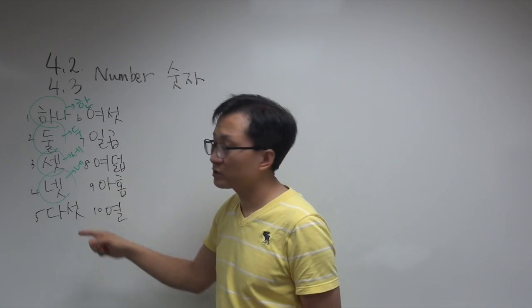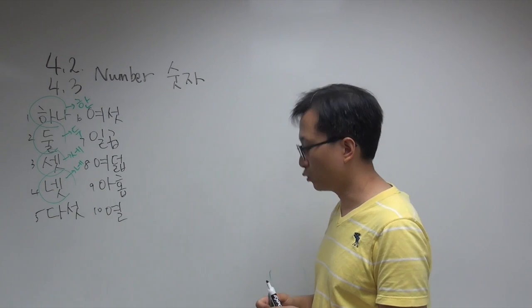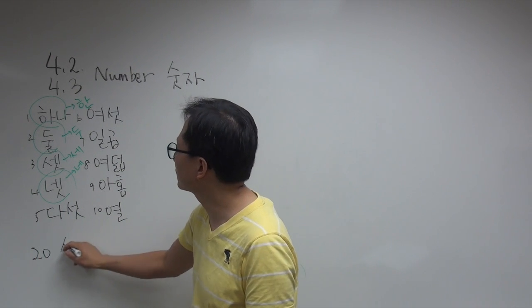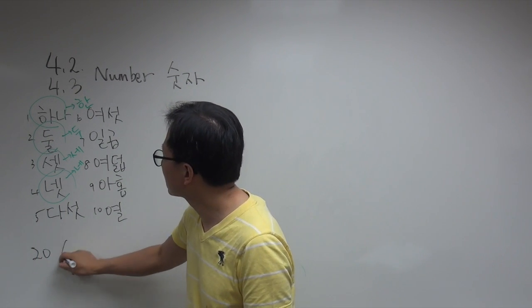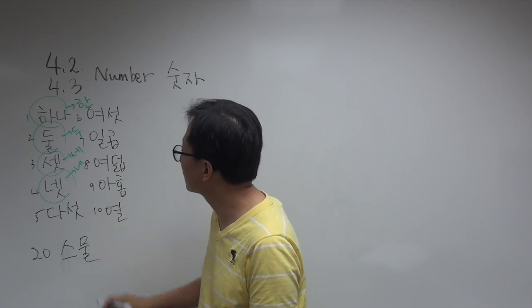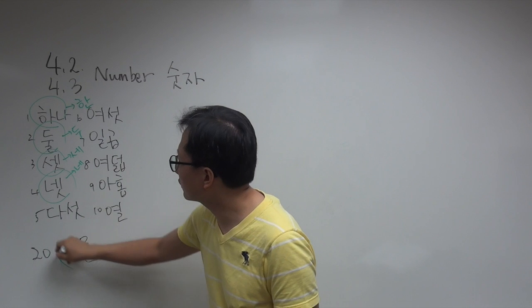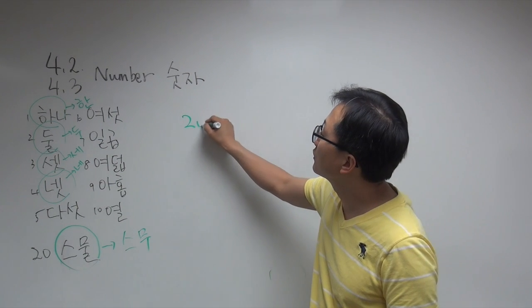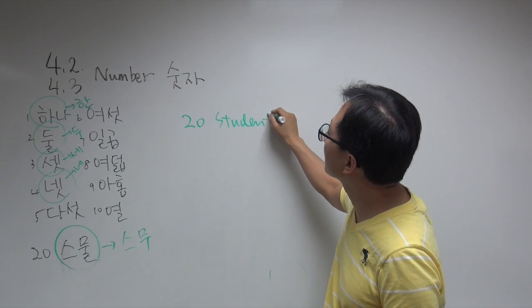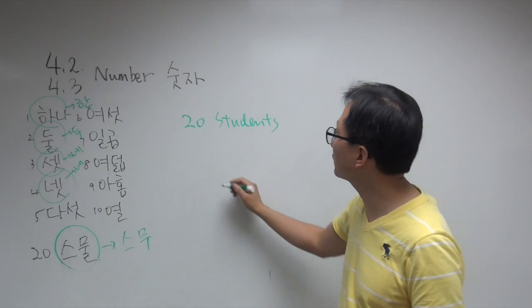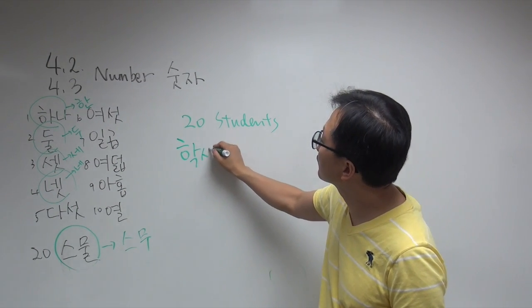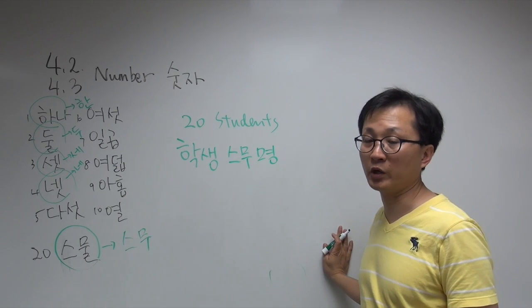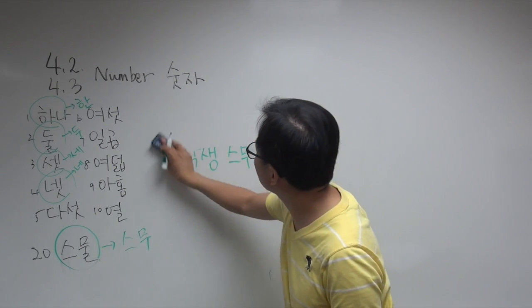Except for 한, 두, 세, 네, there's one more number that changes its form before a counter, which is 20. What was 20? 스물, 그렇죠? 스물. But before a counter, we change it to 스무. So 20 students. How do we say 20 students in Korean? 학생 스무 명. Then let's make some sentences.